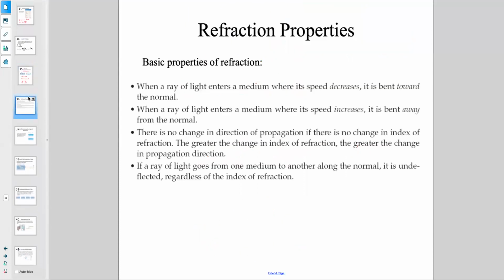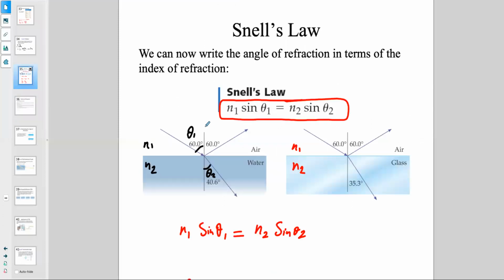So there are some properties that I would like to speak about. So let's see what we have here. When a ray of light enters a medium where its speed decreases because it's going into a denser material, it is bent towards the normal line. And where was the normal line again? That's the normal line, okay? So this is the normal line with an angle of 90 degrees, okay? So for example, what is that? This is the normal line, all right? So that's the first one.